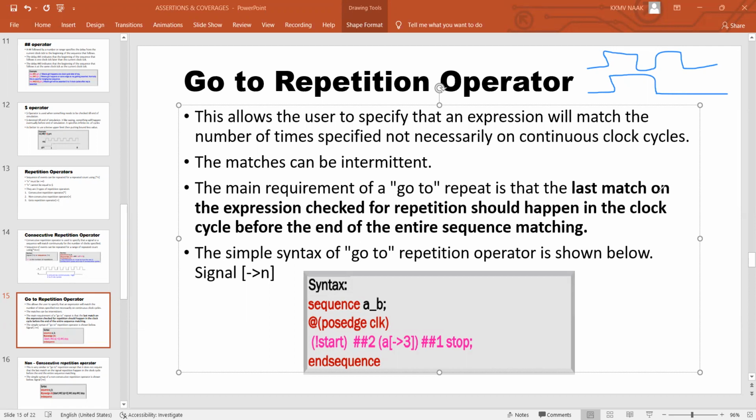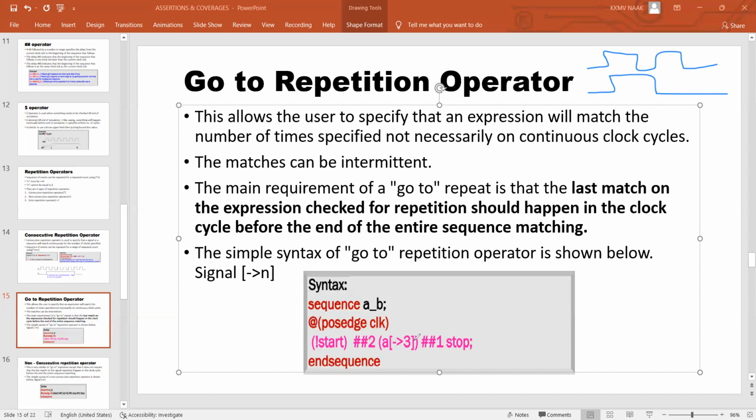Last match on the expression checked for repetition. Here, what is your repetition expression? A go to operator you are using, and you are using 3. So what does it mean? A should be high, not continuously 3 times. Your A should be high 3 times. It should not be continuous, right?